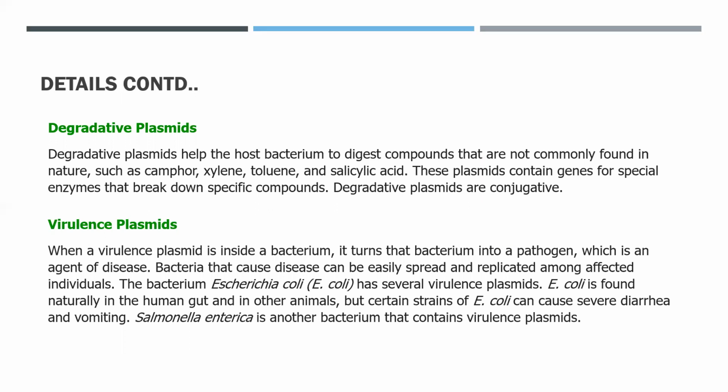Next one is the virulence plasmid. Virulence plasmid is found inside a bacterium, Escherichia coli. These are the virulence plasmids. E. coli is found naturally in the human gut and in other animals, but certain strains of E. coli can cause severe diarrhea and vomiting diseases.